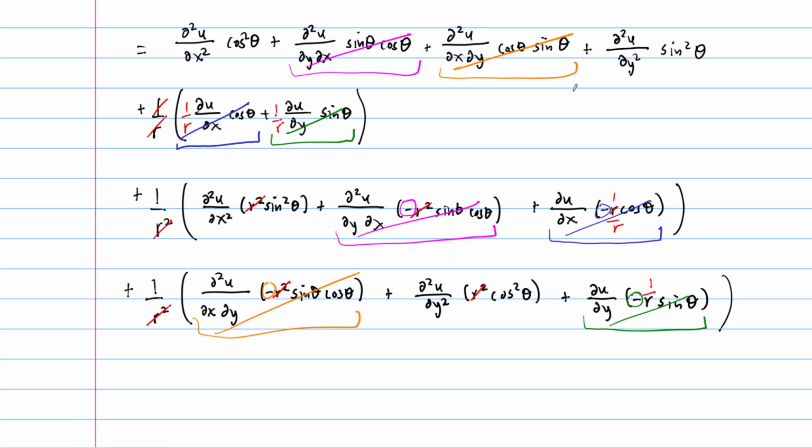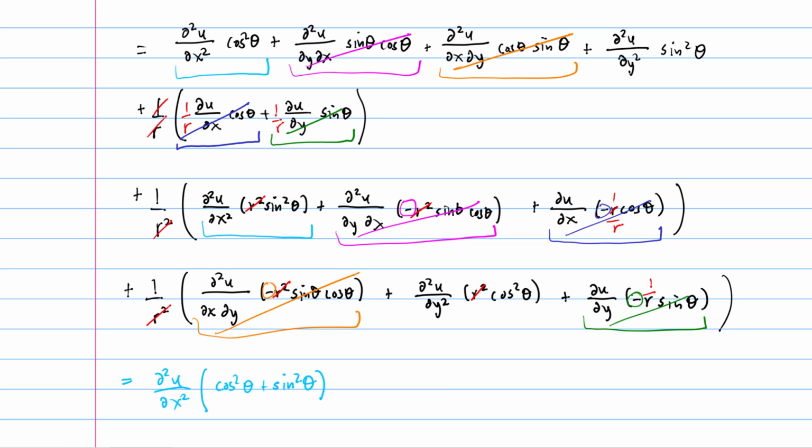And now, what's left? Well, now we have d squared u dx squared cosine squared theta, and then we have d squared u dx squared sine squared theta. So this is something that does not cancel. We have to keep this, right? But we can factor out the d squared u dx squared from each piece, and we're left with cosine squared theta plus sine squared theta.